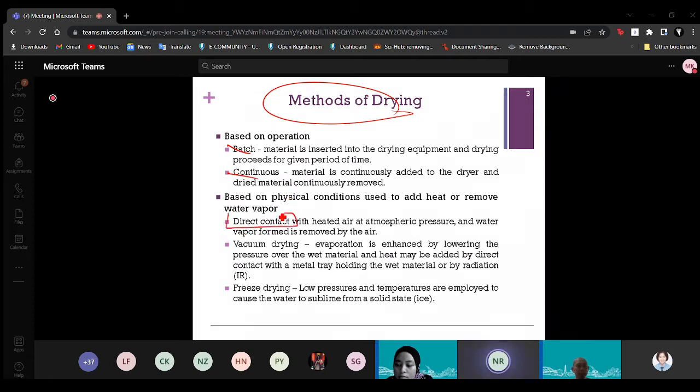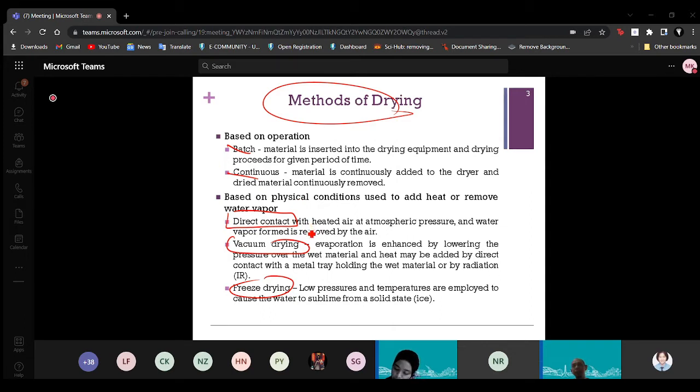And it could be based on physical contact, for example, direct contact with heated air. Or you apply vacuum. Okay, they have vacuum drying, whereby you do drying in a vacuum condition. So we call it vacuum drying. Right? Or you can also apply freeze drying. You do drying in a freezing condition.